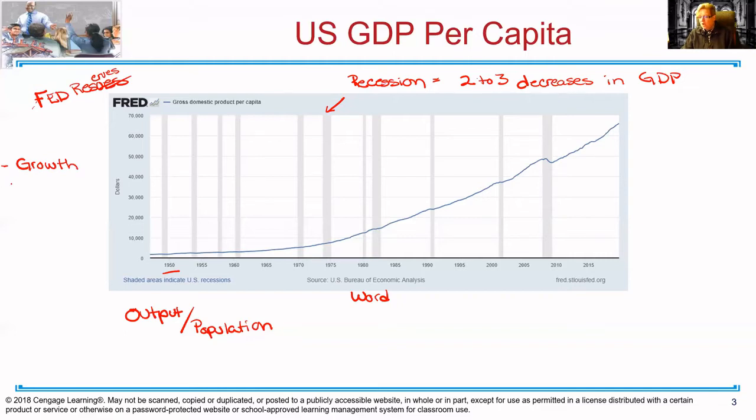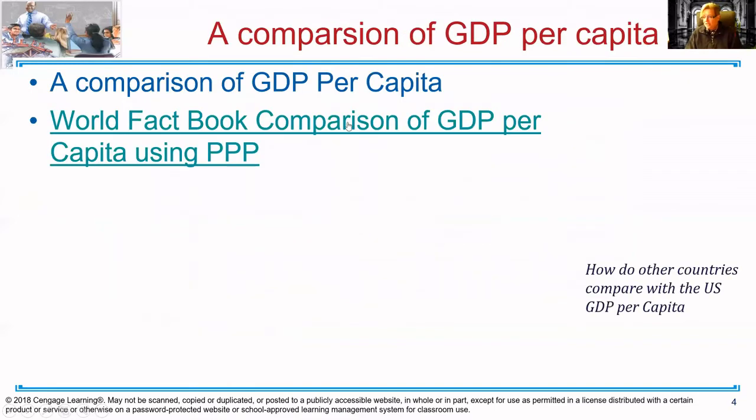We also talk about things like recessions. Again, a recession is 2 to 3 consecutive downturns, or decreases, in GDP. We talk about business cycles, and where we're at in the business cycle has a lot to do with what GDP looks like. All of these things are used to measure, and we talk about them in terms of, the output of a particular country. If you want to, you can take a look at the World Factbook comparison of GDP per capita.